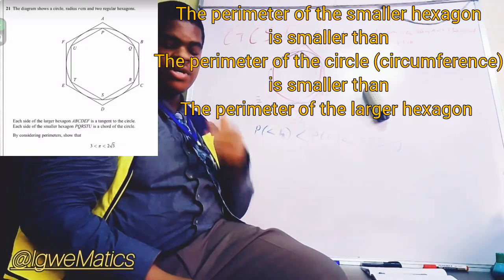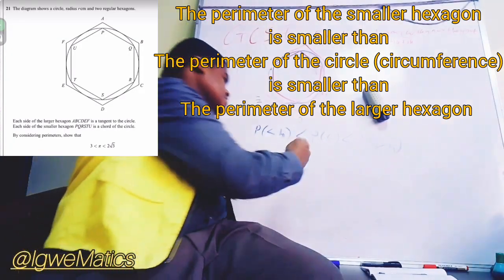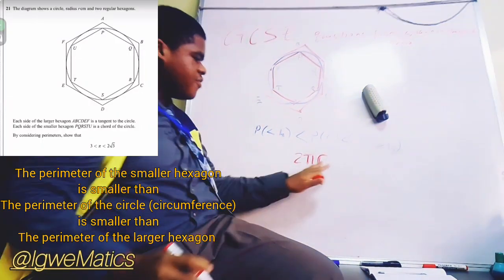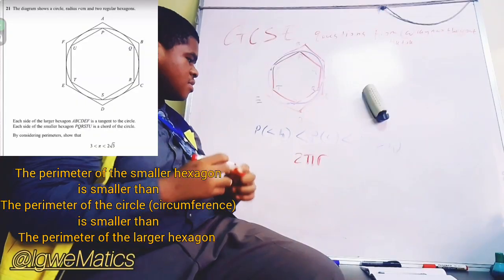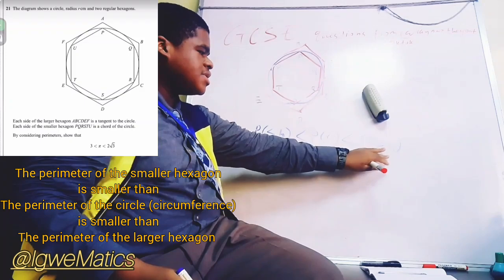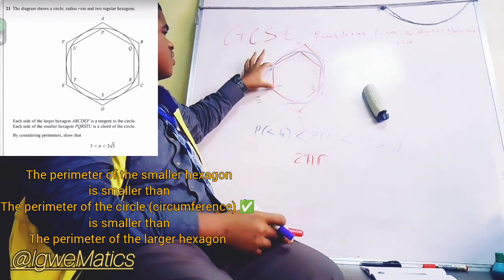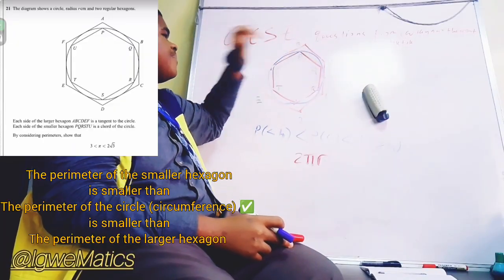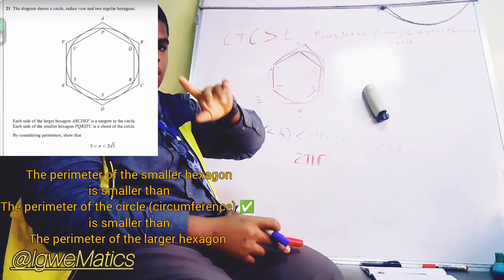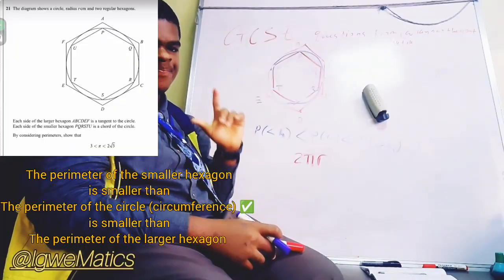The perimeter of the circle is given as circumference, and the circumference of the circle is known as 2 times pi times radius. The radius is given as r, so I put it as r. So now all we need to find is the perimeter of the smaller hexagon and the perimeter of the larger hexagon. To find the perimeter of a shape is simply the addition of each side of that shape. So this shape has 6 sides with the same length. The length is the same because it was given inside the question as a regular hexagon. So each side has the same length.